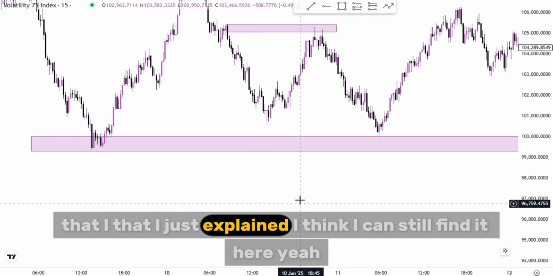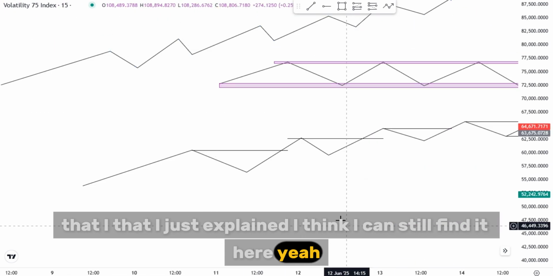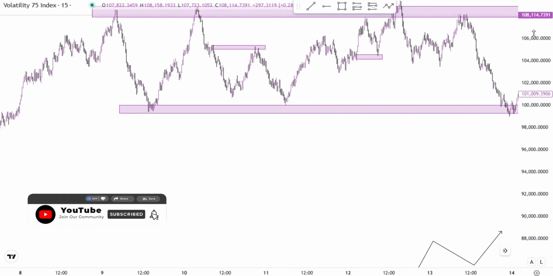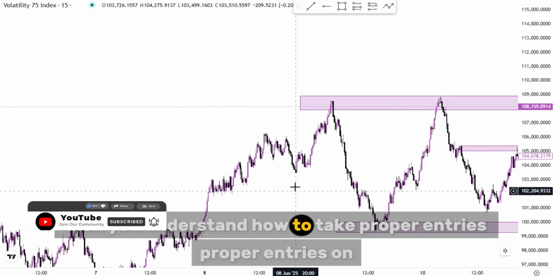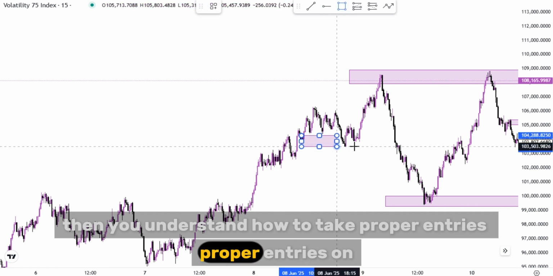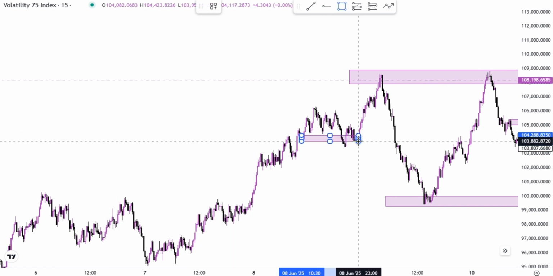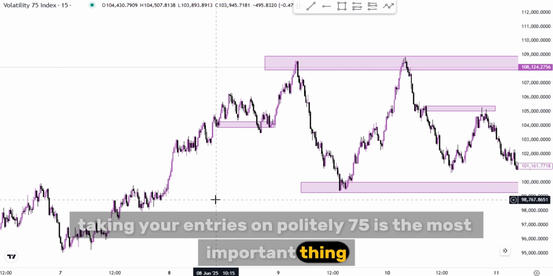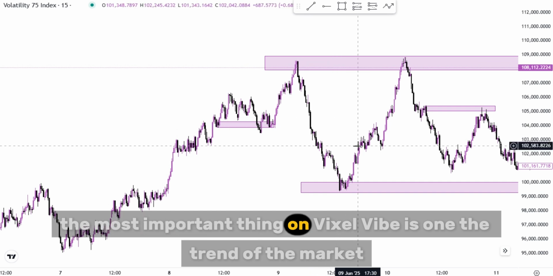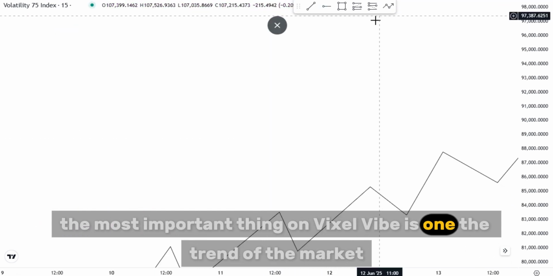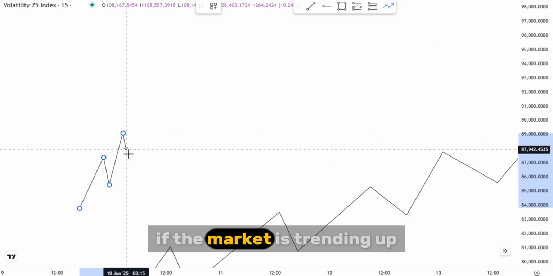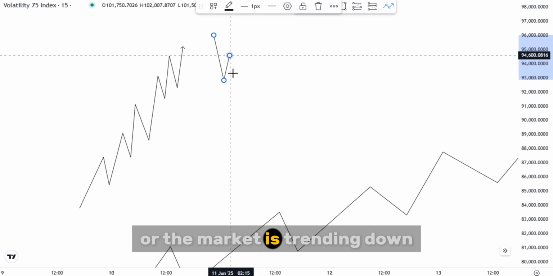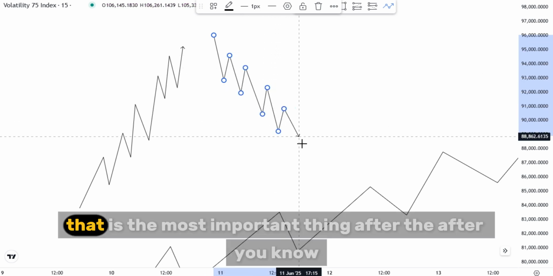Having explained that model that I just explained, I think I can still find it. Yeah, this particular one here. If you understand that concept, then you understand how to take proper entries on volatility 75. Taking your entries on volatility 75, the most important thing on VIX 75 is, one, the trend of the market. If the market is trending up or the market is trending down, that is the most important thing.